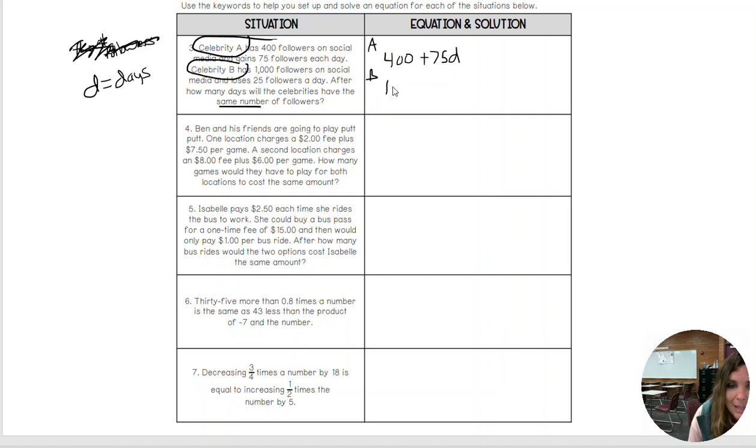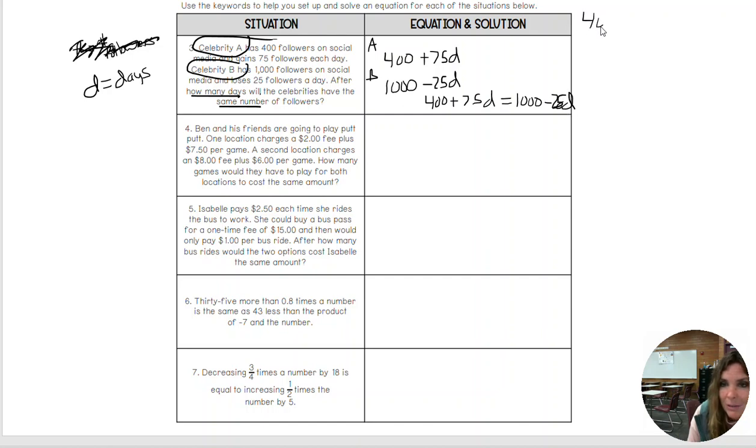Celebrity B, they start off with 1,000 followers and they lose 25 a day. Okay, so this is the expression for celebrity B. And then we want to know after how many days the celebrities will have the same number of followers. So we want to set the 400 plus 75D equal to 1,000 minus 25D.